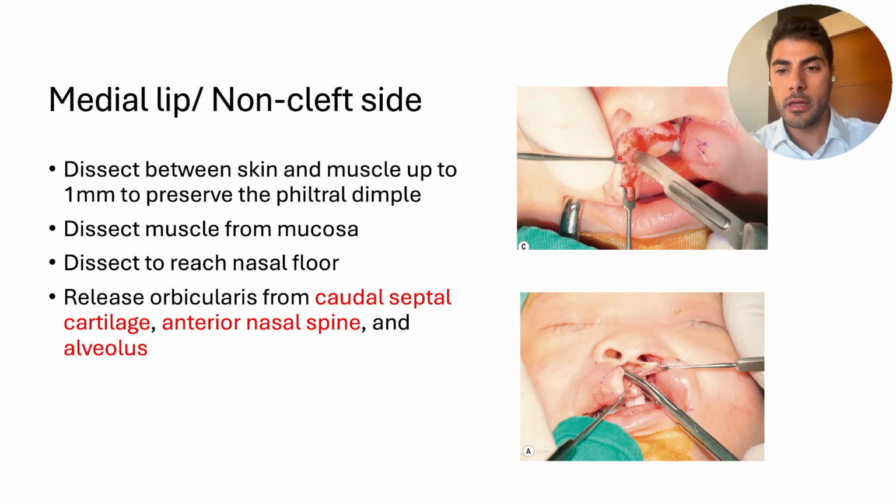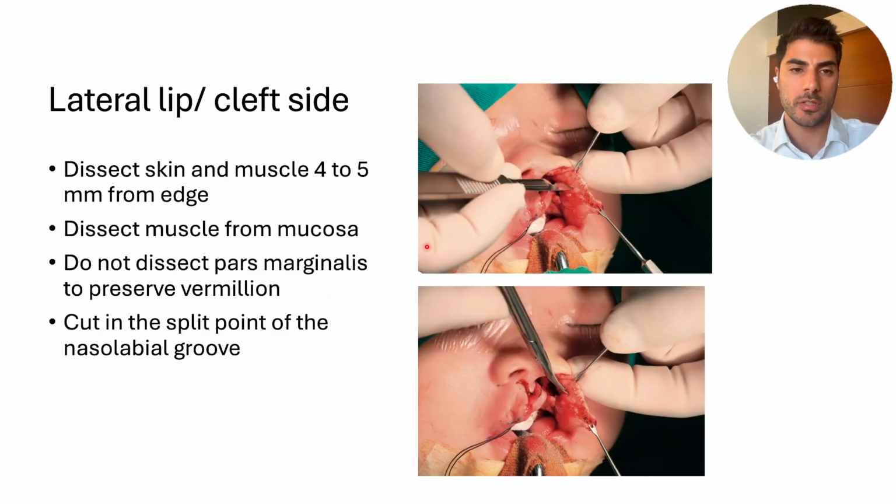Okay, and then what we also want to do, so as we said, we want to free the abnormal muscular attachment. So we release the orbicularis oris muscle. So we dissect and we reach the nasal floor, we reach the nasal septum, we cut the attachment from the caudal septal cartilage, from the caudal side, so from the downward side of the septal cartilage, from the anterior nasal spine, and some attachments on the alveolar bone. And this is how we free the medial aspect of the orbicularis oris muscle.